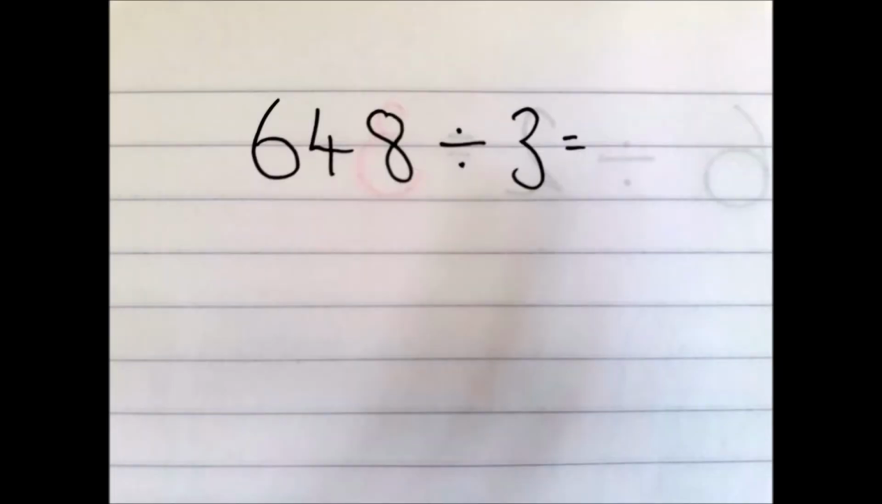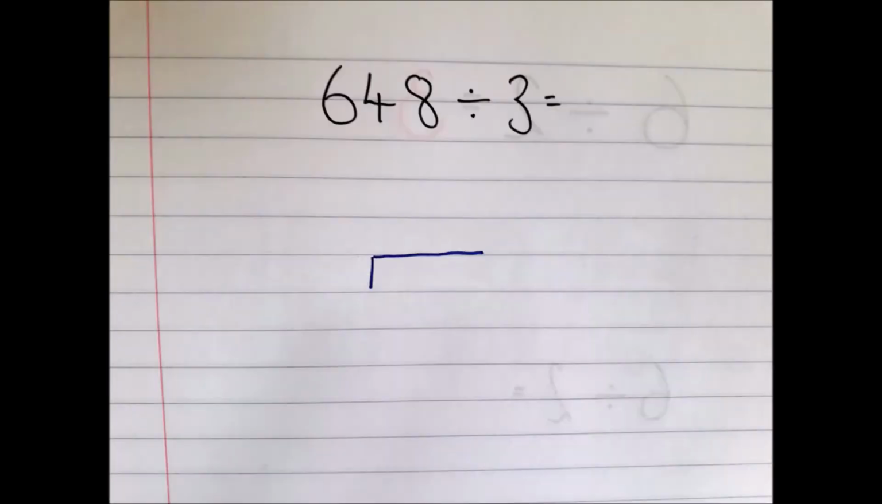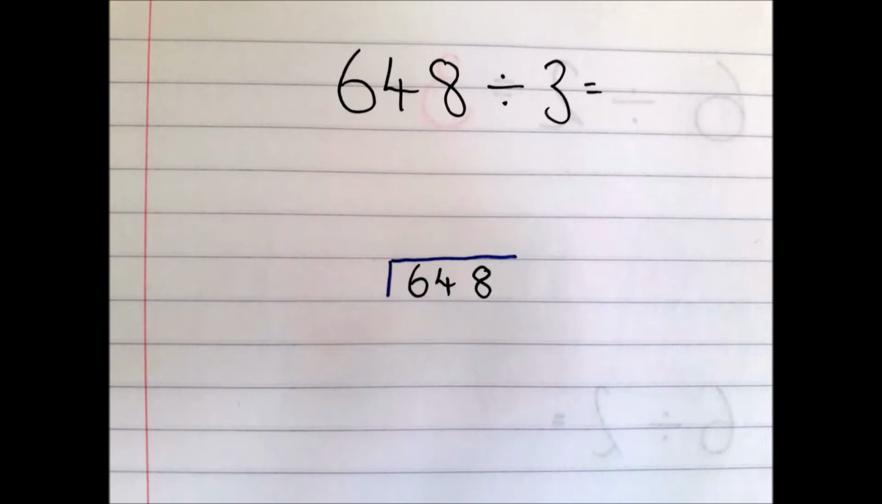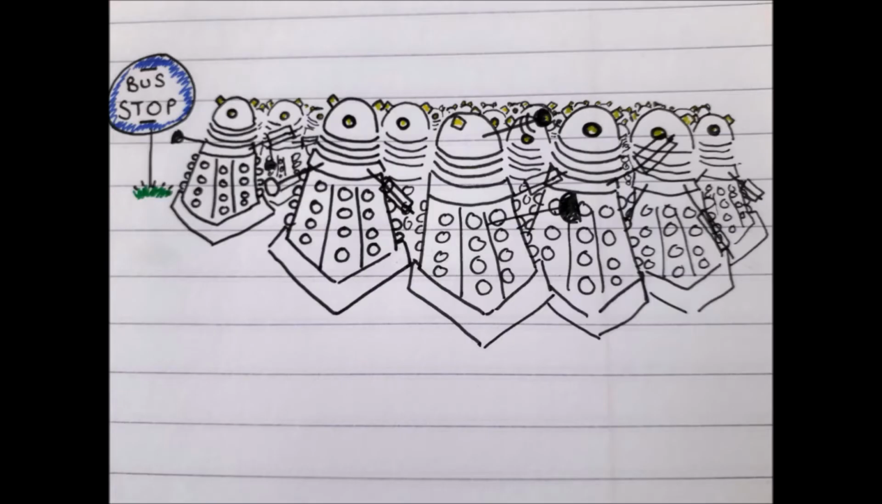In this case, we're going to use something called the bus stop method. The first thing we want to do is to draw our bus stop. It looks like a capital L on its side. Inside the bus stop, we put our big number that we are going to divide, in this case 648. You can imagine 648 Daleks all waiting for the bus.